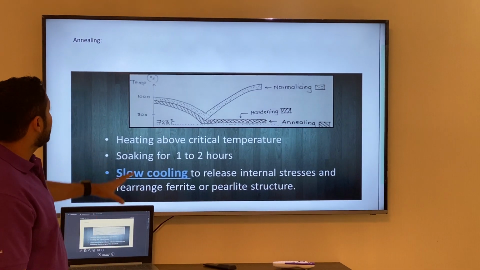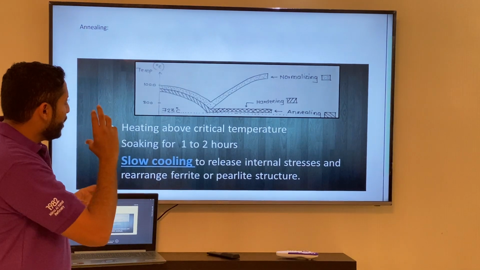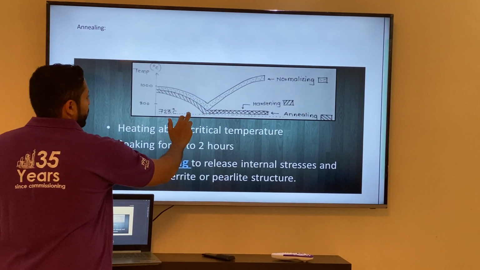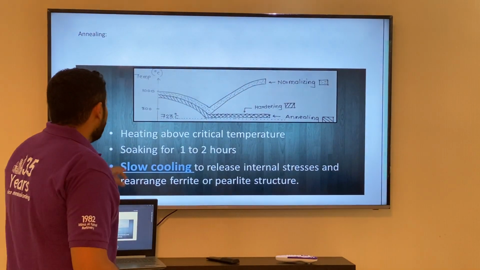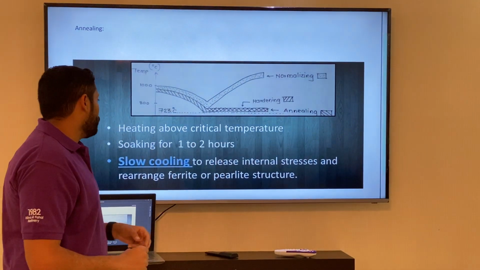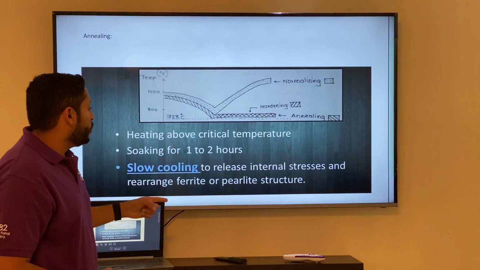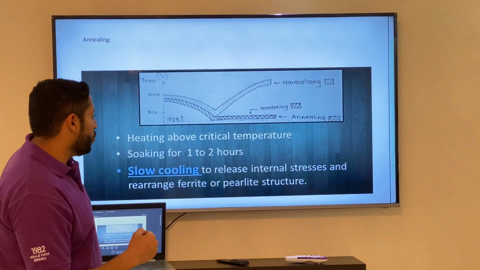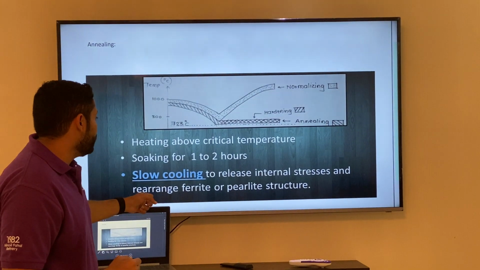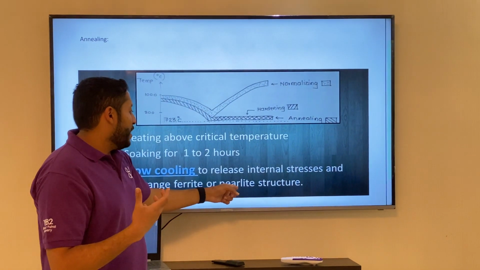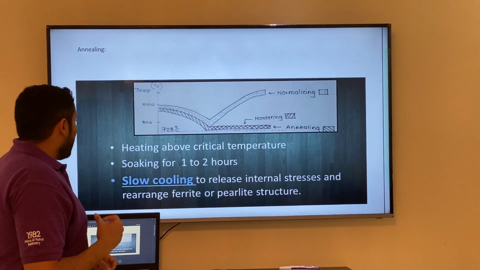Okay, let me start with annealing. If you look here, this one is the critical temperature, 720 Celsius. Heating is above the critical temperature, and soaking for 1 to 2 hours. Slow cooling is the key point for annealing. This slow cooling releases internal stress and produces a pearlite structure. This one is about annealing.